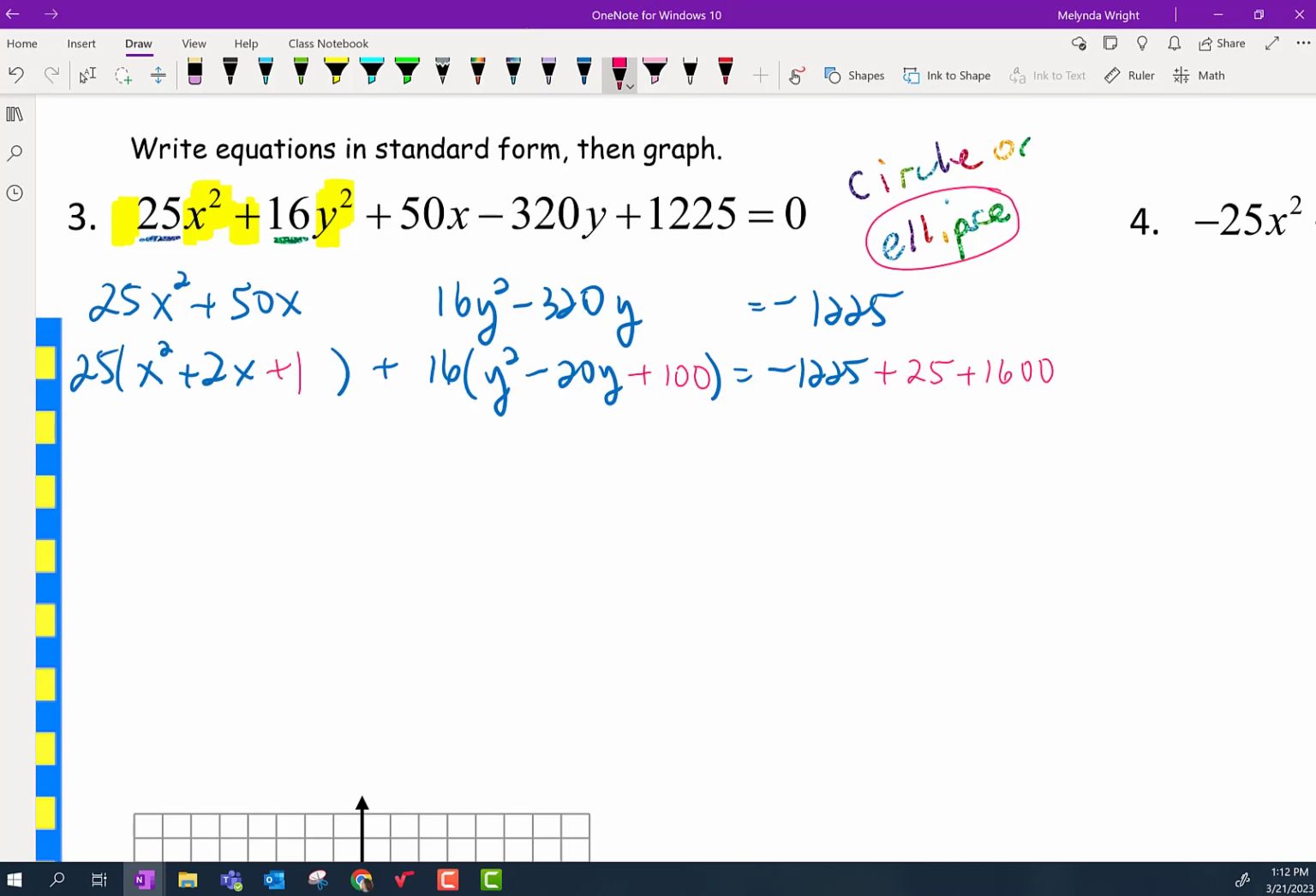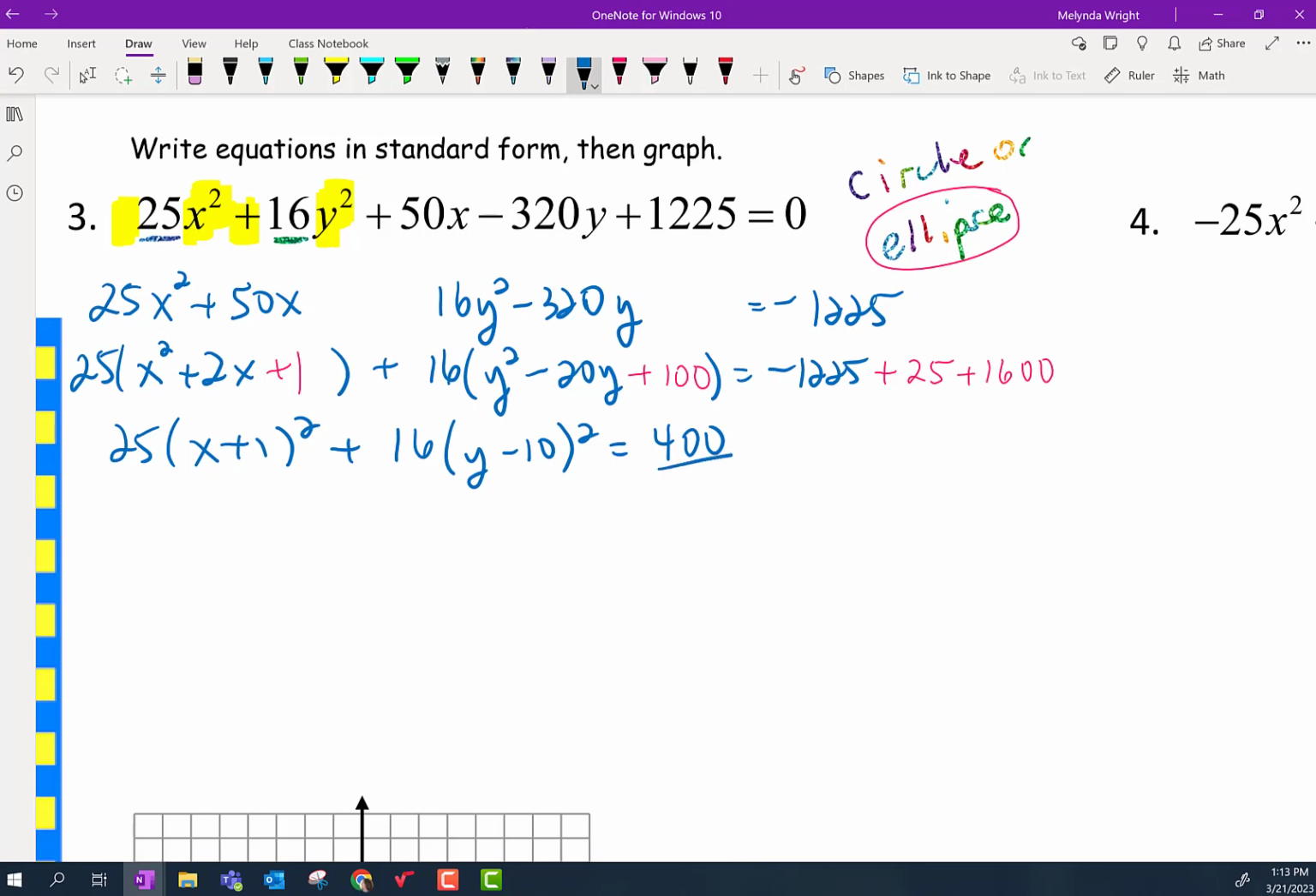Okay, so now let's clean it up and get it factored. So I've got 25 times (x plus 1) squared plus 16 times (y minus 10) squared. I add all those numbers up and I get 400. Now, the 25 and the 16 are different numbers, okay? This is not a circle, this is an ellipse.